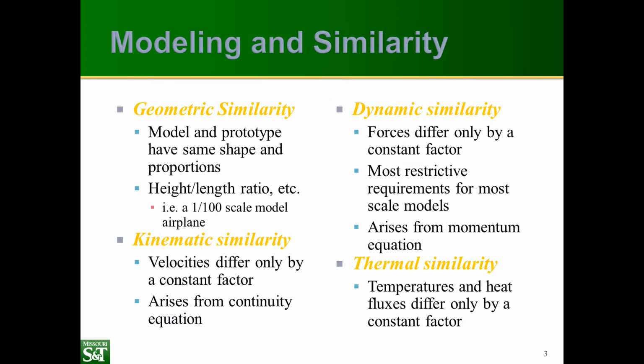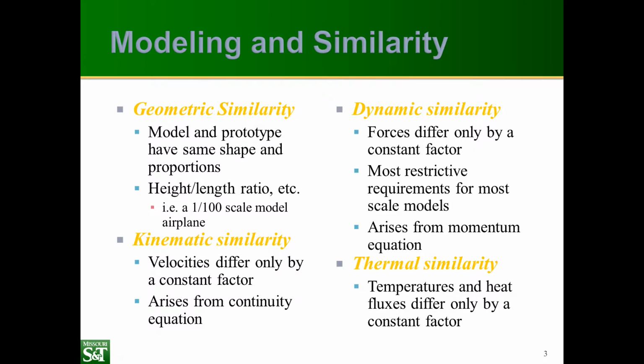So we have actually 4 different types of similarity that need to be satisfied. The first one is geometric similarity, which basically requires that your scale model and your prototype have the same shape and proportions. So the length to height ratio and arm length to height ratio are going to be the same for the model and the prototype. So like a 1/100th scale model would have geometric similarity. Now this doesn't depend on any fluids or flow rates or anything, so it's often the easiest type of similarity to achieve.